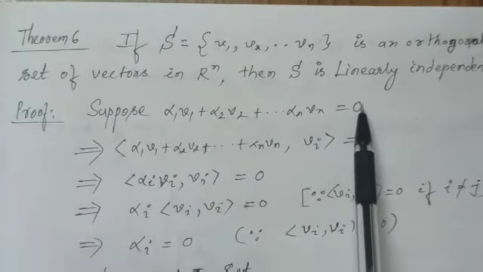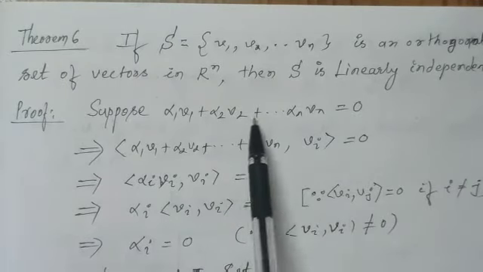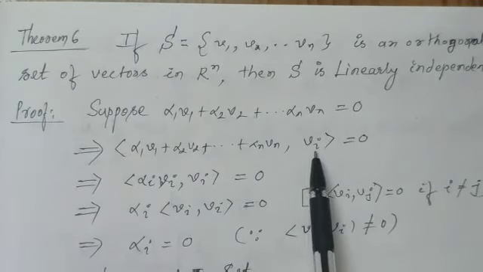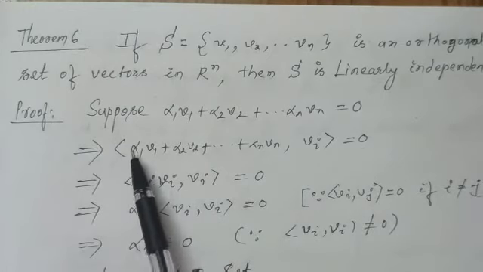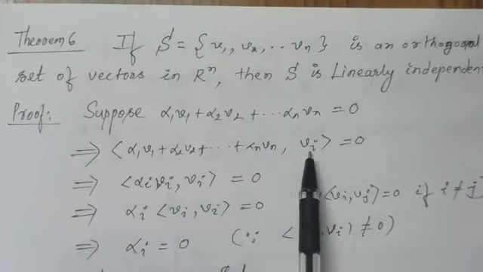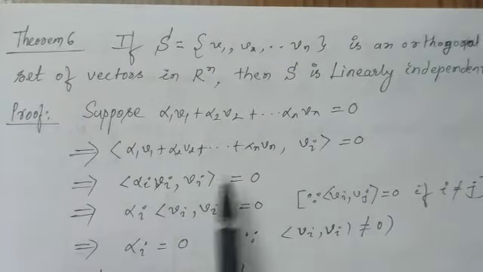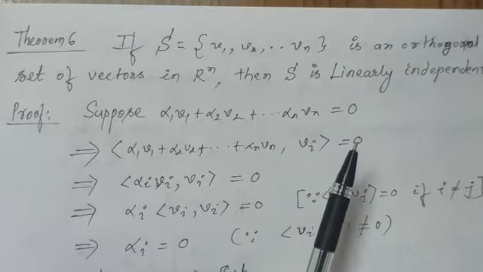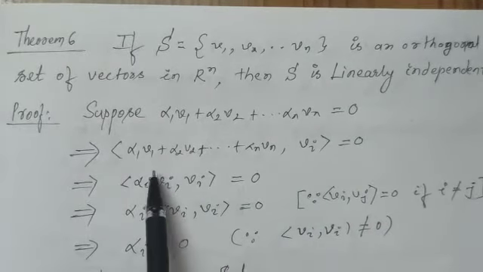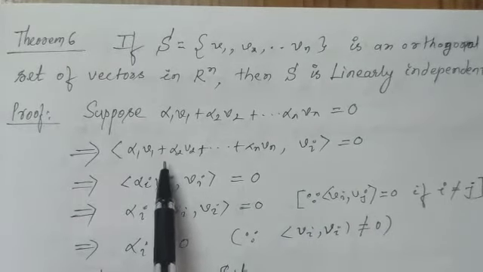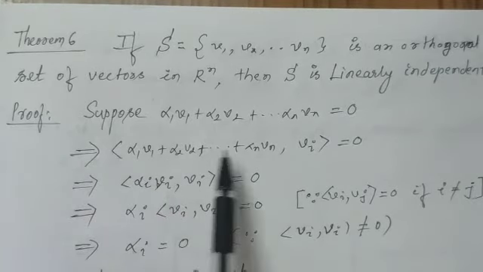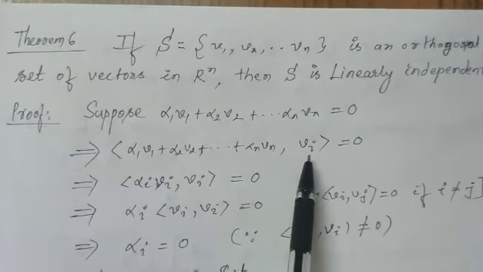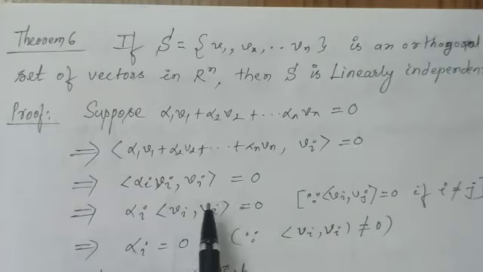Now if this is 0, then what happens to the inner product of this vector with a vector vi? It is 0 because of the property of the inner product. If this vector is 0, then the inner product of 0 and vi is equal to 0. So that implies, using the property of the inner product, what is that property? Alpha 1 v1 comma vi plus alpha 2 v2 comma vi plus etc. alpha n vn comma vi. So that is equal to 0.